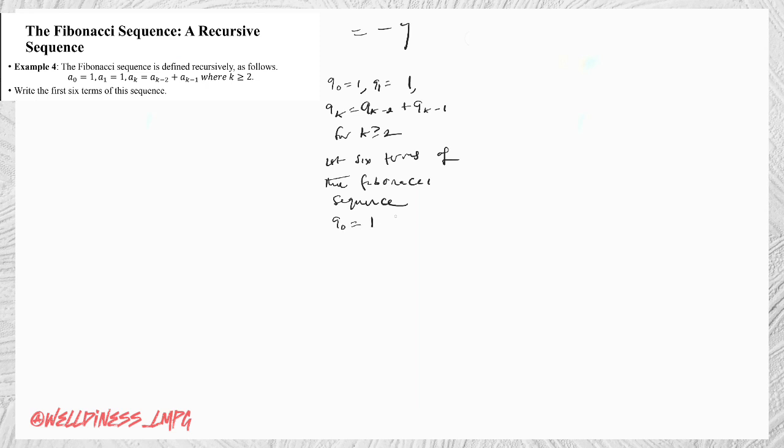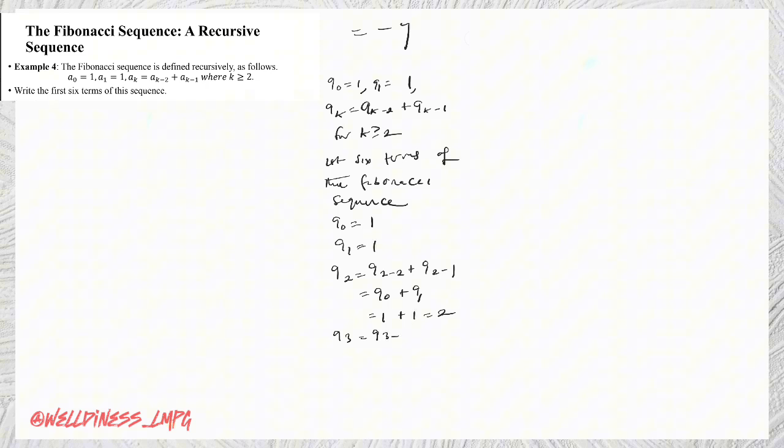So from the question, we know that our A0 is equal to 1, and our A1 is also equal to 1. So using the formula AK is equal to AK minus 2 plus AK minus 1, for us to get our A2, all we have to do is substitute 2 anywhere we see K. So that will give us A2 minus 2 plus A2 minus 1. And we know that 2 minus 2 is 0, so we'll have A0 plus A1. And from the question, we know that A0 is equal to 1 and A1 is equal to 1. So therefore, our A2 is equal to 1 plus 1, which will give you 2.